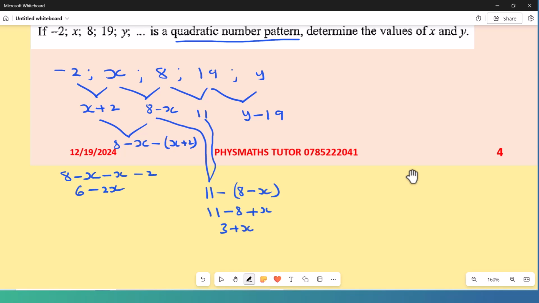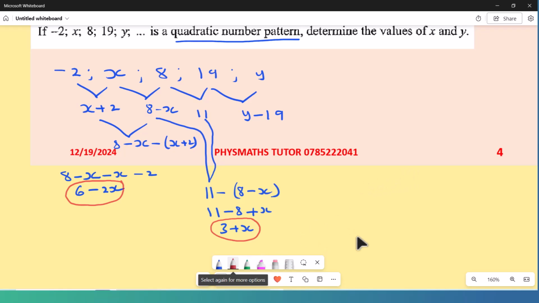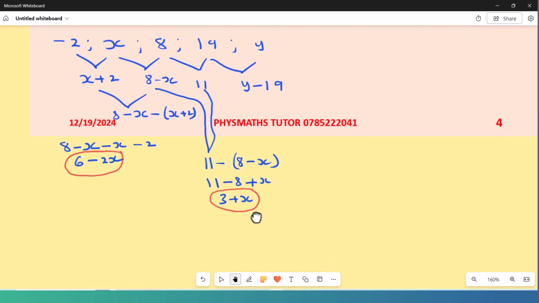Then don't forget that in this particular case, because this is the second difference, it must be the same. In other words, we talked about d2. So the d2 here is 3 plus x. The same d2 is also 6 minus 2x. So this d2 must be equal, so I'm going to equate the two here.